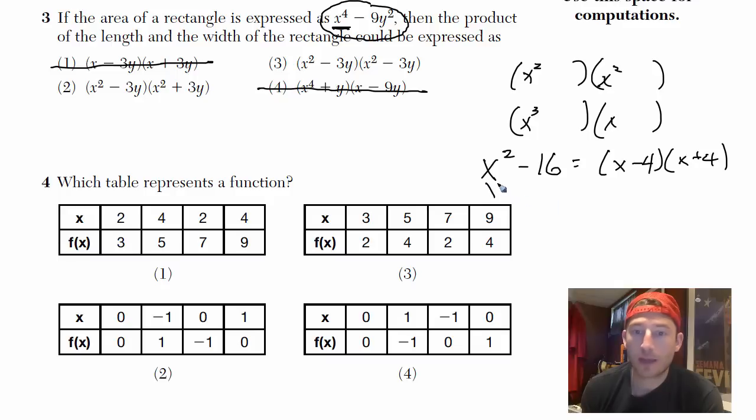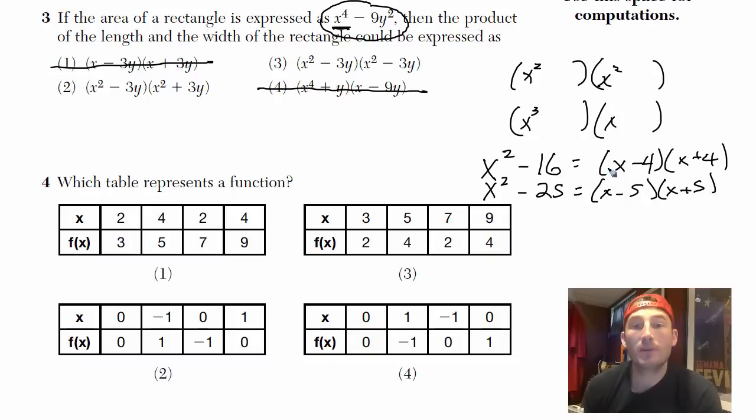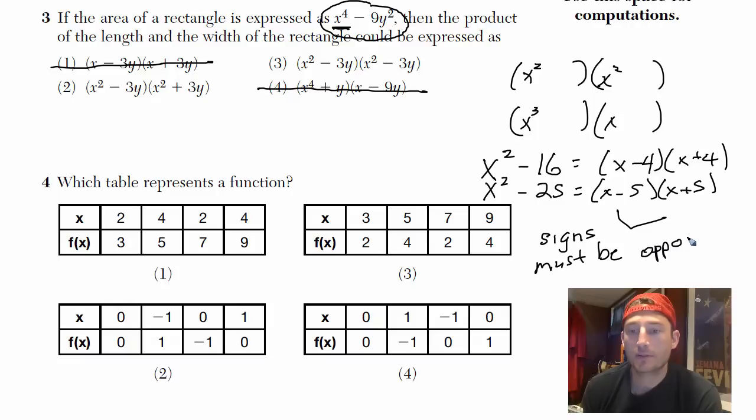And what if I gave you x squared minus 25? Please tell me you know what that is. X minus 5, x plus 5? Doesn't matter what order they're in. So when you have no middle terms, the signs have to be what? Signs must be opposite. Must be opposite. If there's no middle terms, right?